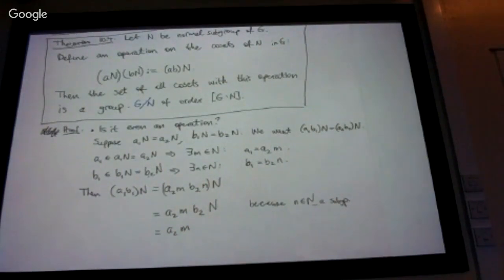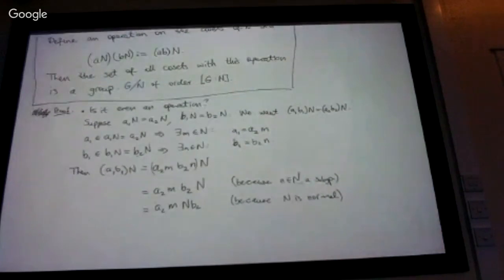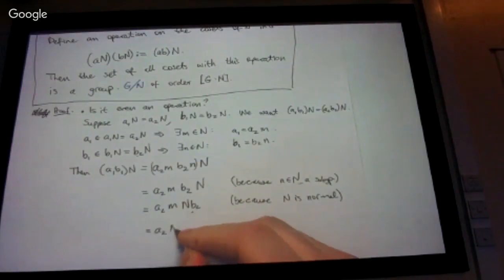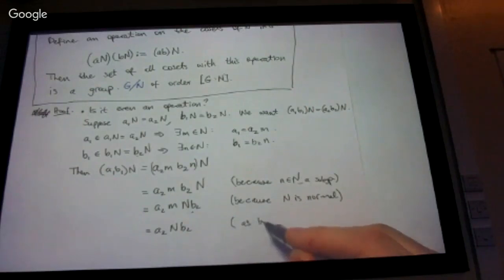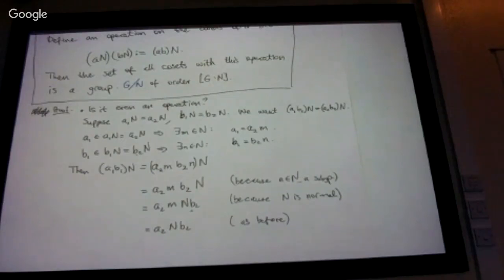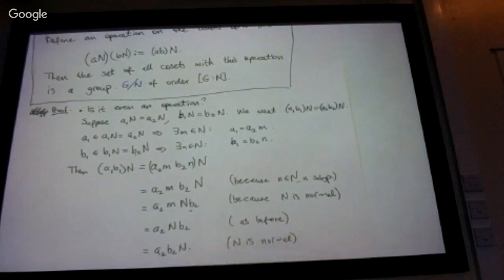Now B2 N is N B2. Why? Because we're in a normal group. Yes, because N is normal. Understood that bit. Now, what is MN? N belongs to N. N times N? N. Yes. So what's this? A2, B2 then. Why is that? Because we're in a normal thing. Okay.